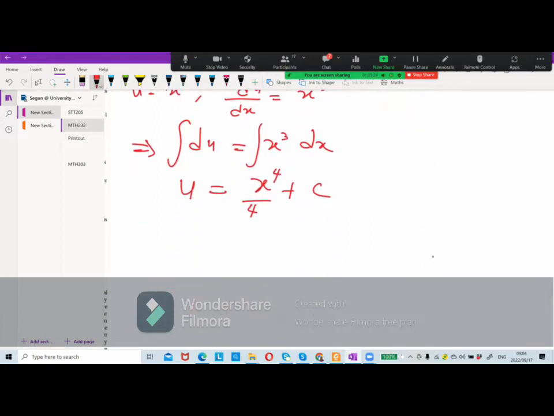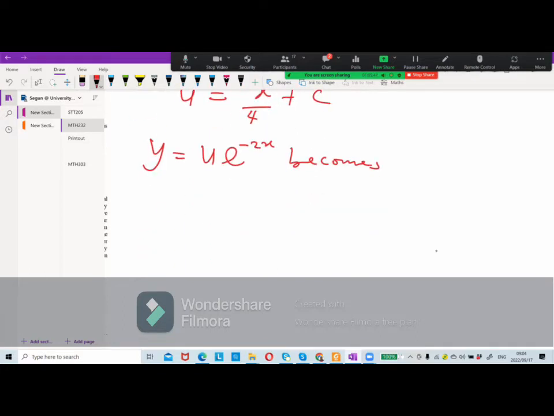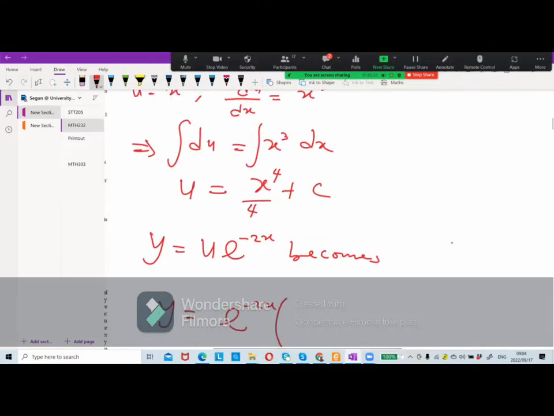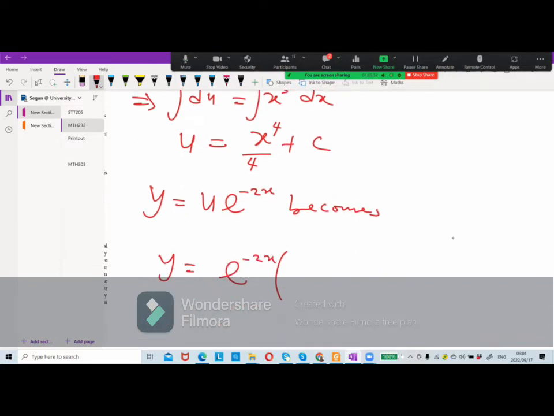Then we can now go to our y. Record that y. Can somebody call the y for me? y is equal to what? u exponential minus 2x. It now becomes, that's the general solution: y equals exponential minus 2x in bracket, the whole u, which is this, in bracket x raised to power 4 divided by 4 plus c.